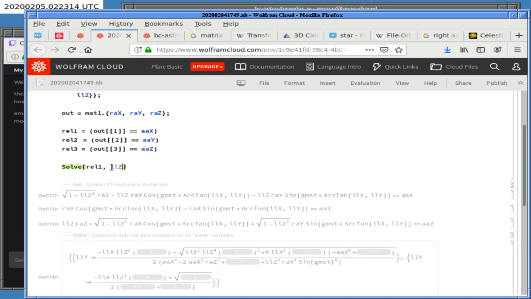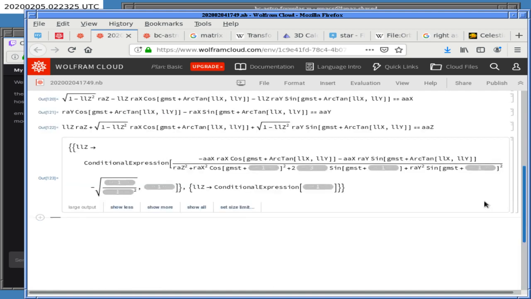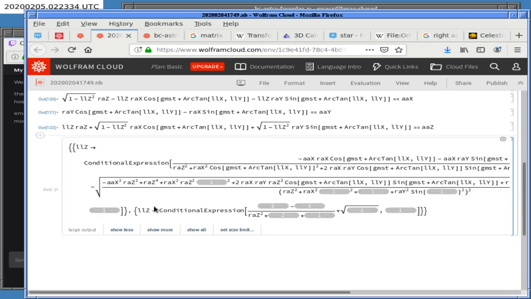But we'll limit our domain to the reals. Conditional expression. What is the condition here? I'm hoping the condition is something else. Let's just go ahead and show everything. The condition might be something that is necessarily true anyway. But still, very hideous.